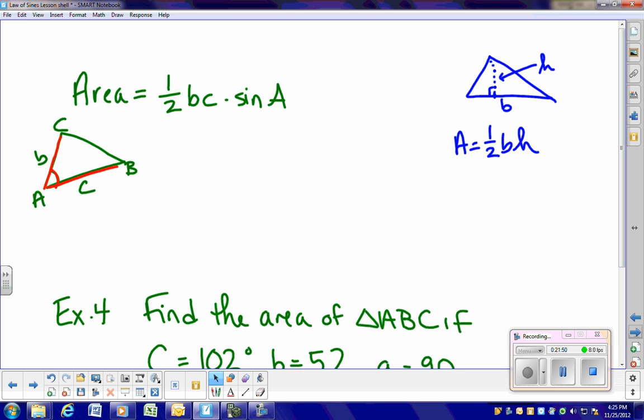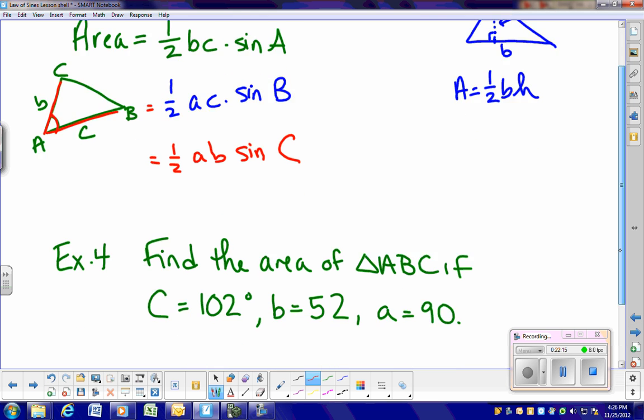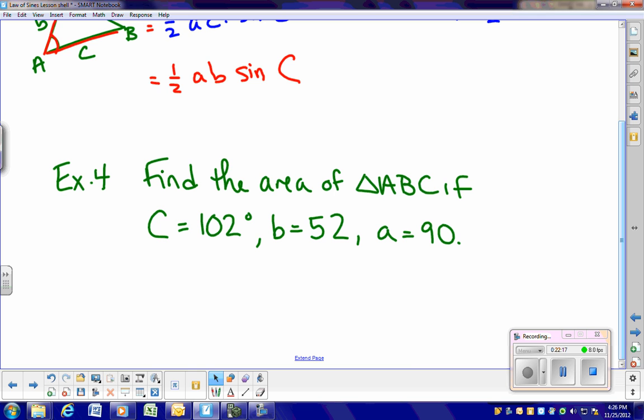And then there's other versions depending on, maybe you know angle B. Well then, A and C go right here, the sides, and a 1/2. Or say that you are given angle C. Well then A and B go right here as well as a 1/2. So any of these are a way to find the area of a triangle if you're given side, angle, side numbers. All right? So here's example 4.